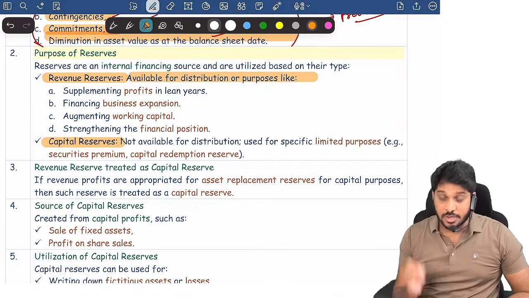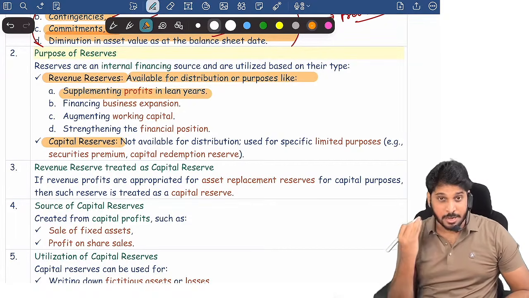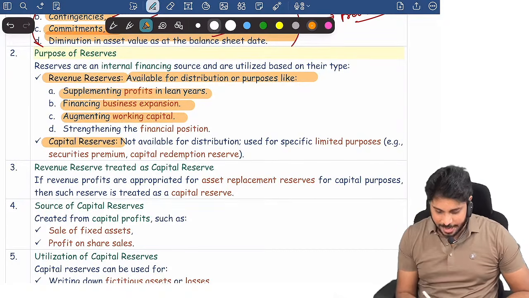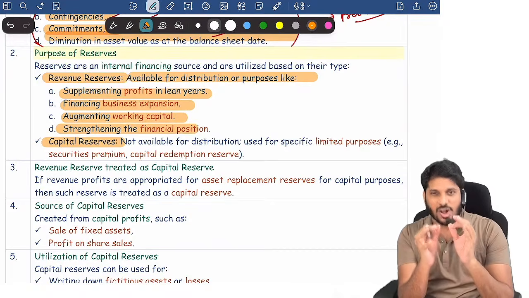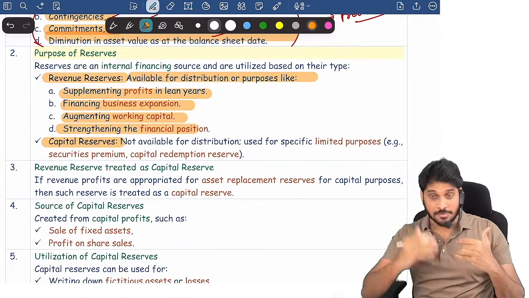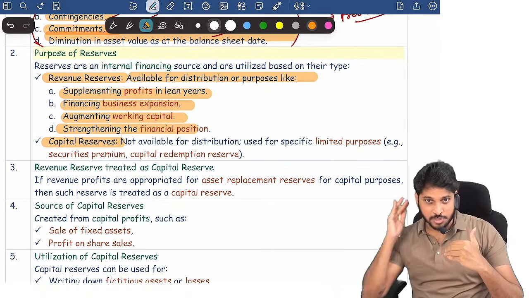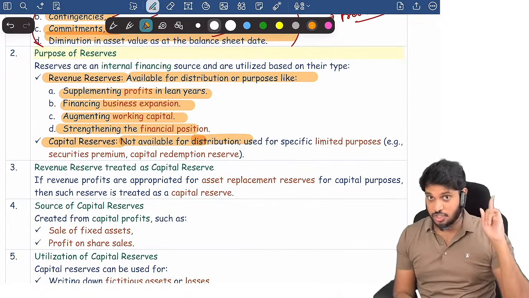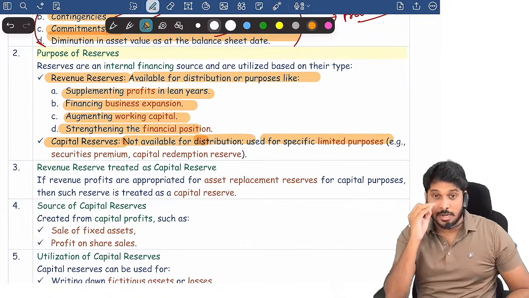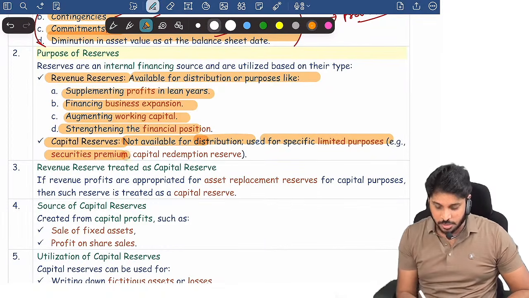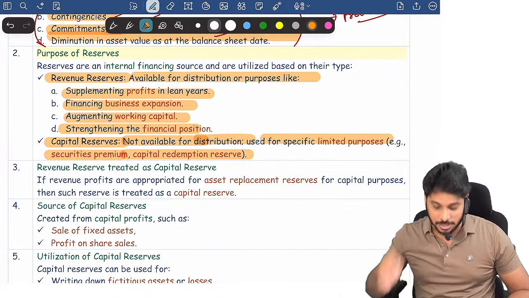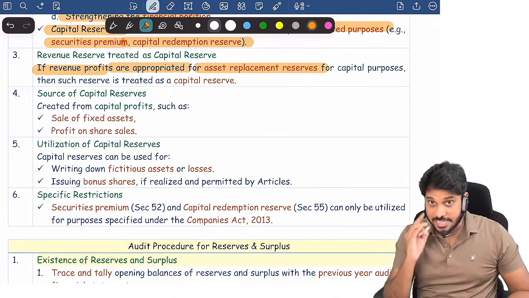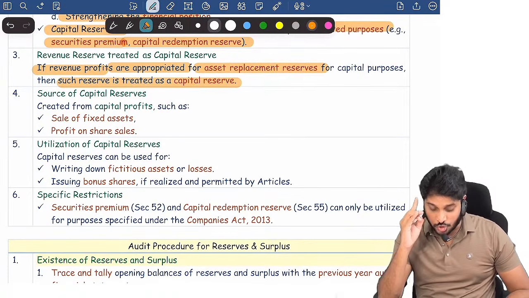Revenue reserve is available for distribution or for purposes like supplementing profit in lean years, financing business expansion, augmenting working capital, strengthening finances. These are also called free reserves, guys. Capital reserves, like capital redemption reserve, debenture redemption reserve, revaluation reserve, are not available for distribution. These are used only for specific limited purposes. Securities premium is a capital reserve. Capital redemption reserve is also a capital reserve. Yes or no? Now, if revenue profits are appropriated for asset replacement purposes, then that reserve is also called a capital reserve.